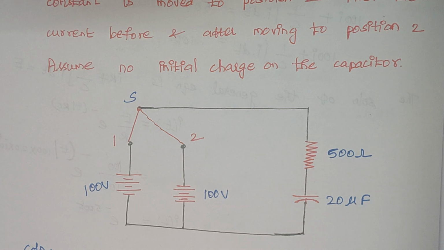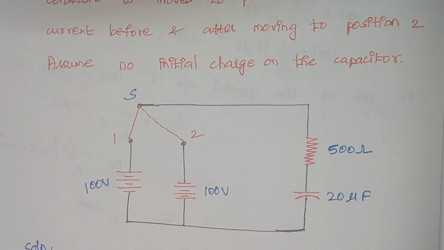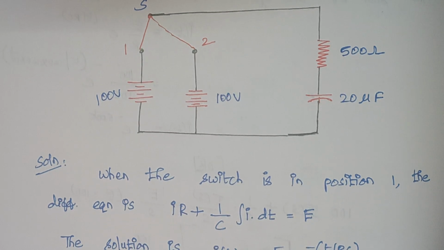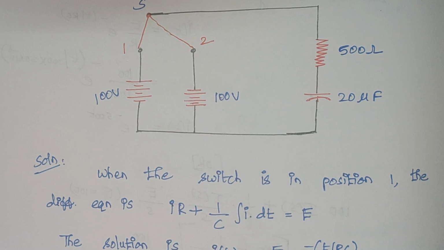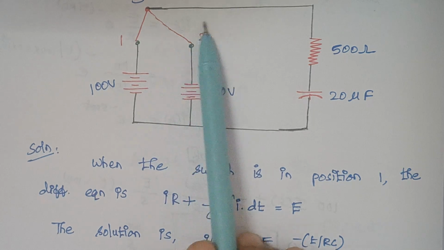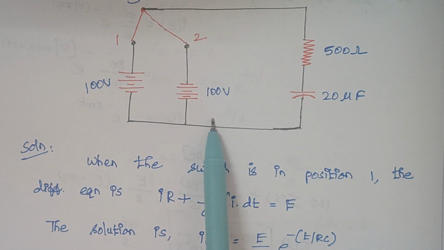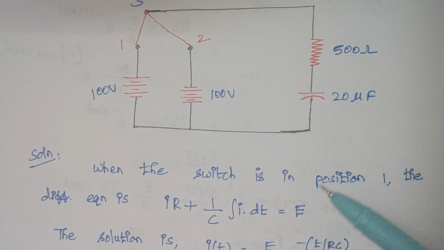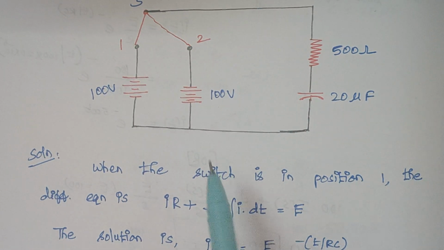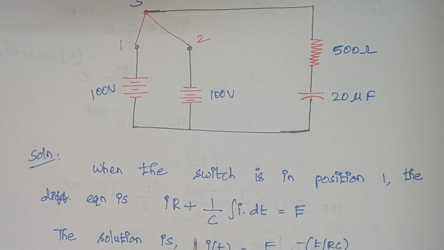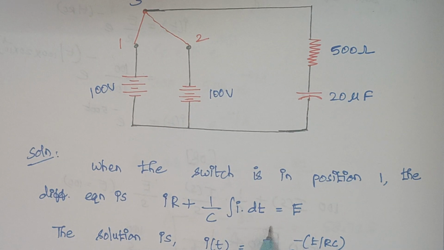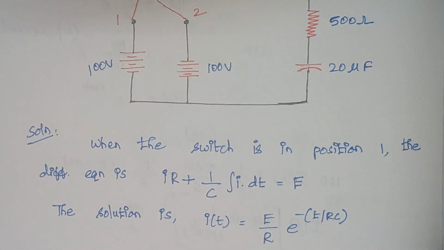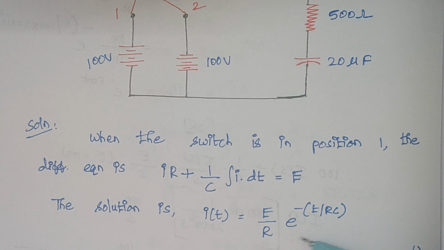So first we start our solution with when the switch is in position 1. Just write the differential equation. Let I be the current that flows through this circuit. So I into R plus 1 by C integral of I dt is equal to the source voltage E. This is our basic equation. The solution for this equation, that is the expression for I of t, is given by this expression.